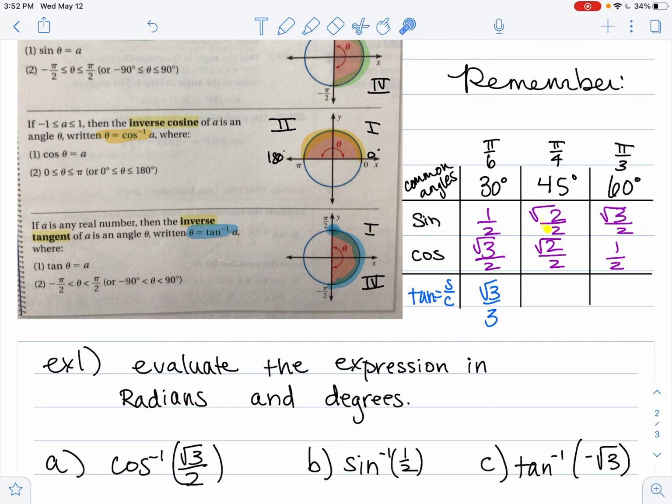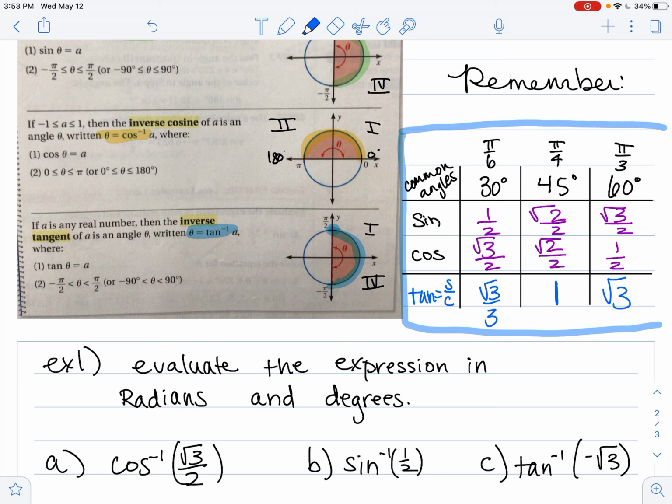The sine of 45 divided by the cosine of 45 is root of 2 over 2 divided by itself, which is just 1. And then to find the tangent of 60 degrees, we take the sine of 60 divided by the cosine of 60. So root 3 over 2 divided by 1/2 just gives me the root of 3. So we're going to use this box. You want to be able to reproduce this anytime you're going to find values of theta using sine, cosine, or tangent, and inverse values. We use this all the time.